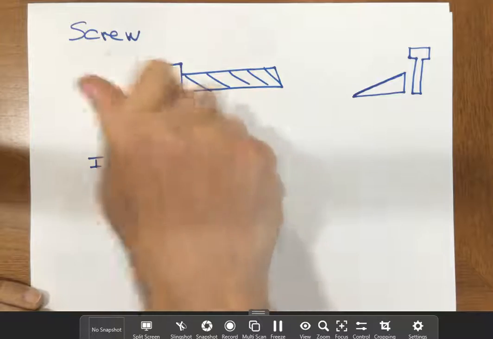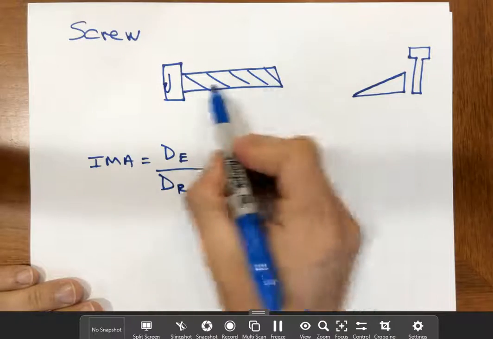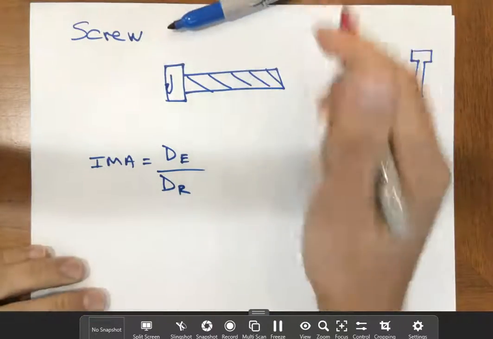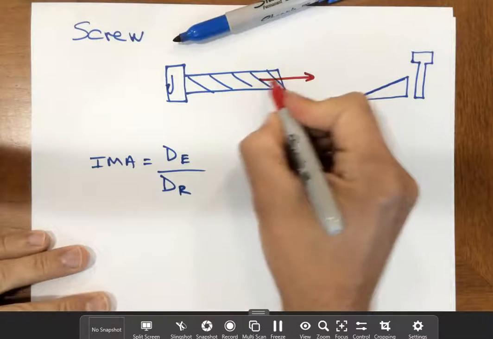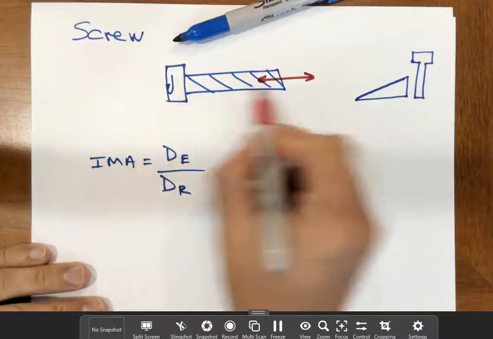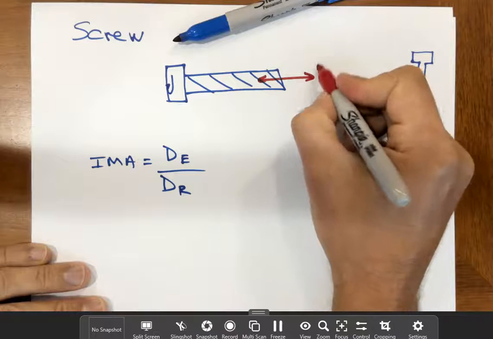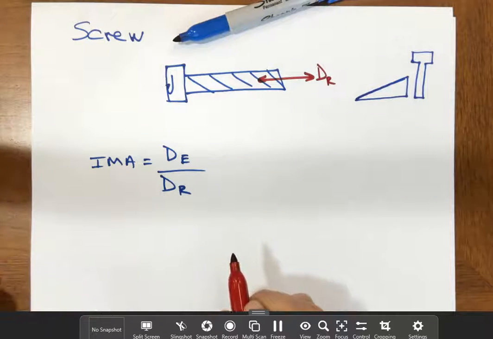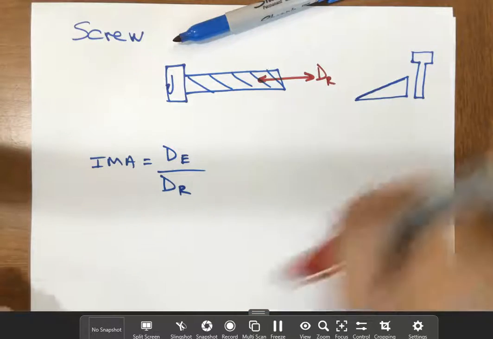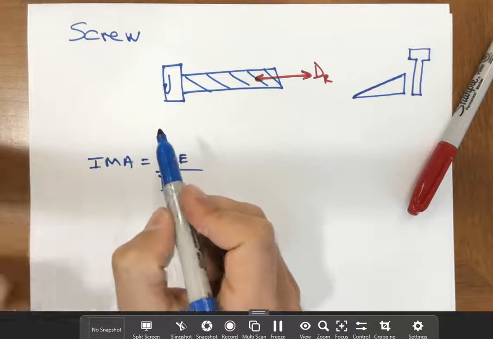But the result of that is that the screw should move in this direction. Let's change colors. So it's going to follow the axis. As you twist the screw, it's going to move in or out. And so the distance traveled here is due to the resistance. Now, the distance of the effort really depends on where you're applying that effort.